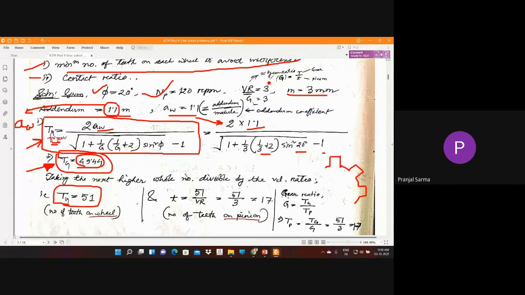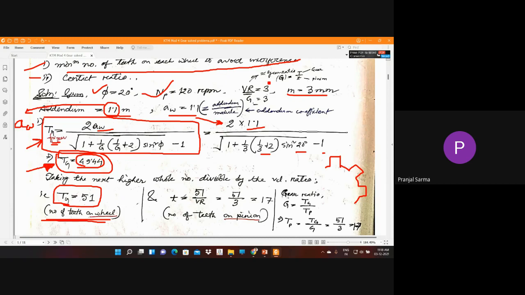But the gear ratio is the number of teeth in the gear divided by the number of teeth in the pinion. This is actually the gear ratio, not the velocity ratio. So this is the number of teeth on the bigger wheel. We also need to find the minimum number of teeth required in the pinion. This is done for the wheel, or the gear, so for the pinion we need to find out.